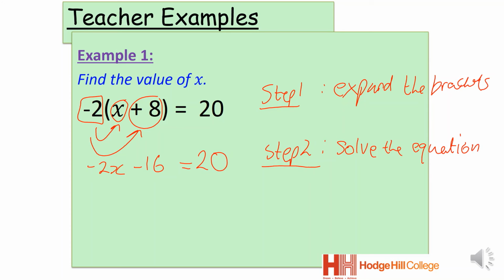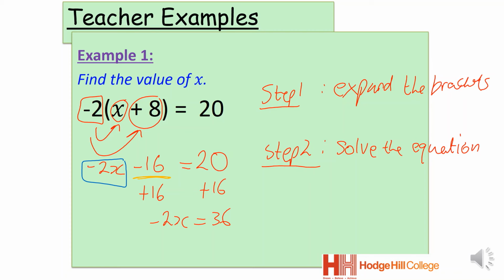Like I said previously, we need to get rid of anything which is not attached to this negative 2x term. So if we have a look, we know that the negative 16 is not attached to it. So to get rid of subtract 16, I'm going to do the inverse operation and add 16 to both sides. That'll give me negative 2x equals 36.